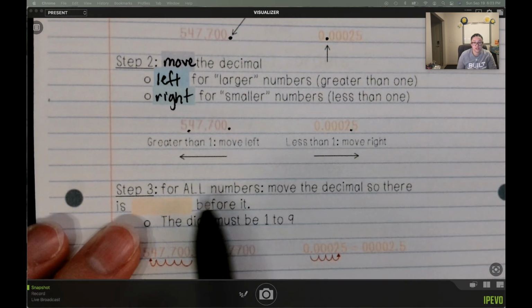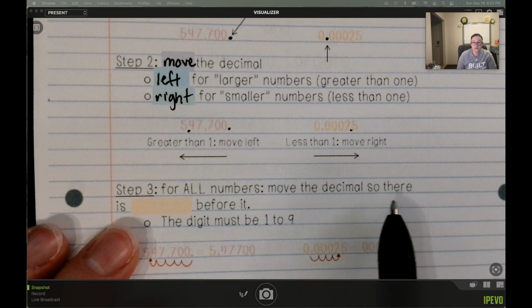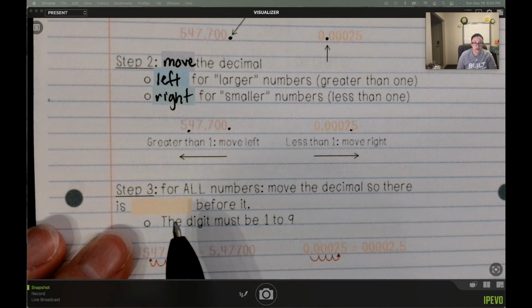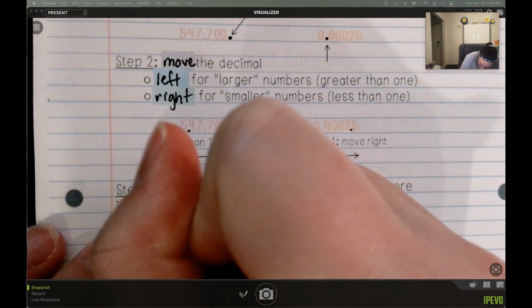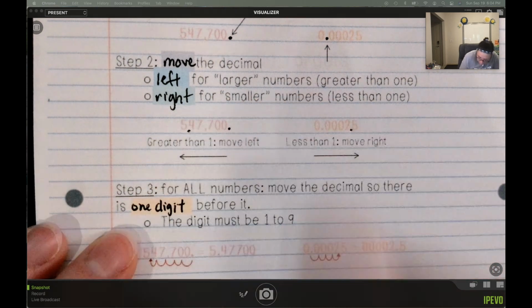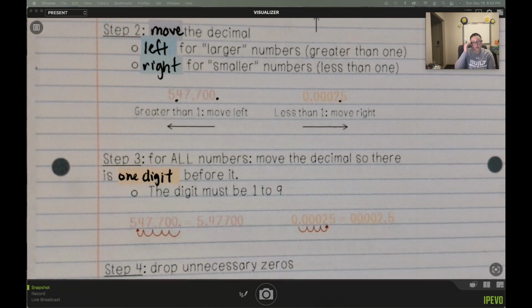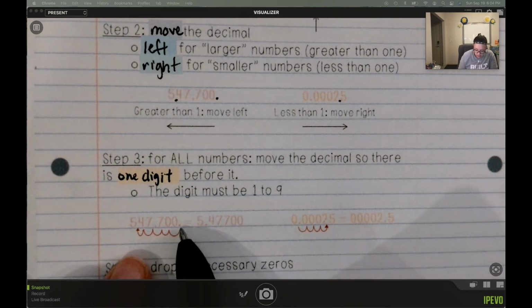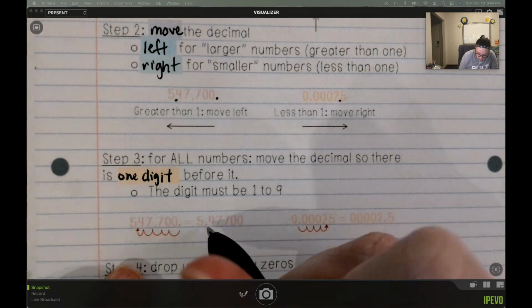Step 3 is what we just did. For all numbers, we need to move the decimal so there is 1 digit before it. We moved it so there was 1 digit before it. So here we moved the decimal to make it 5.4.